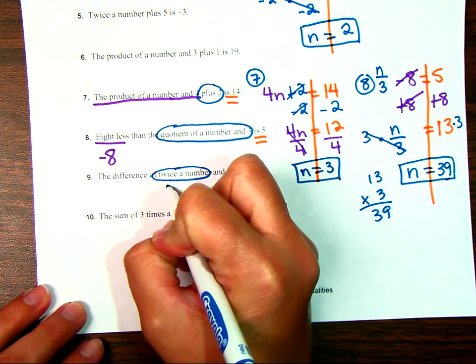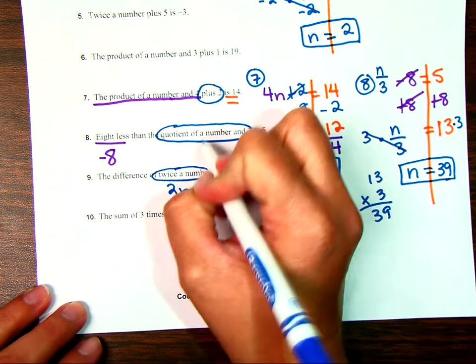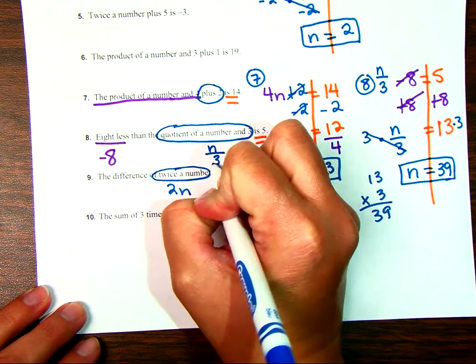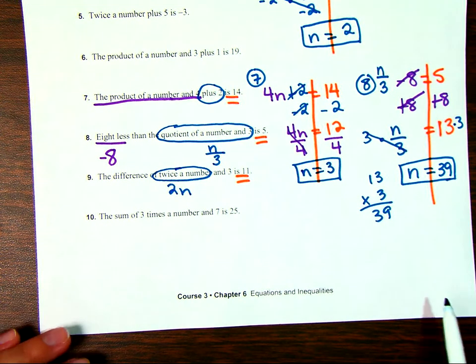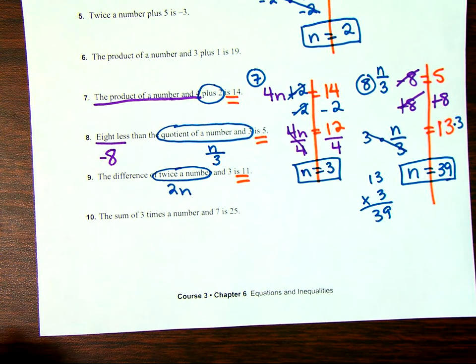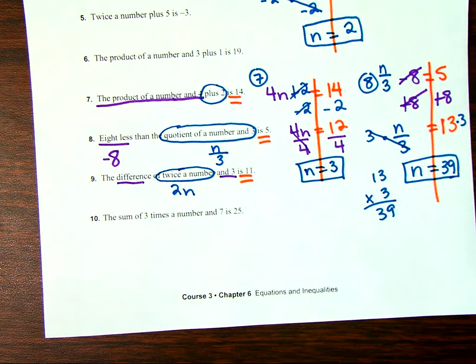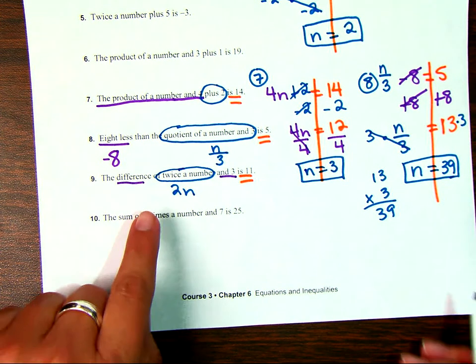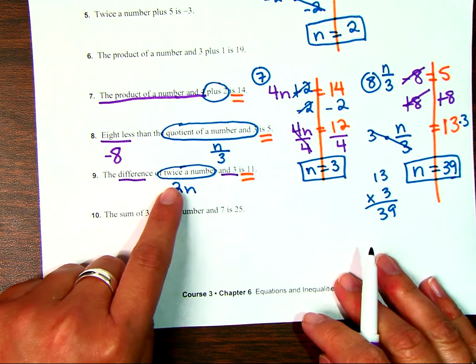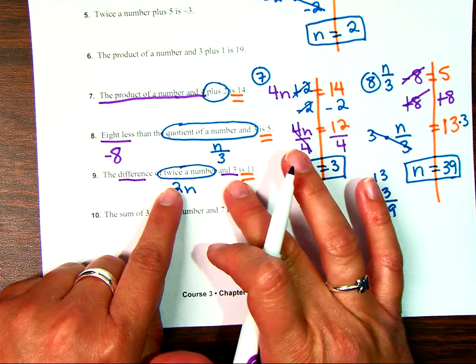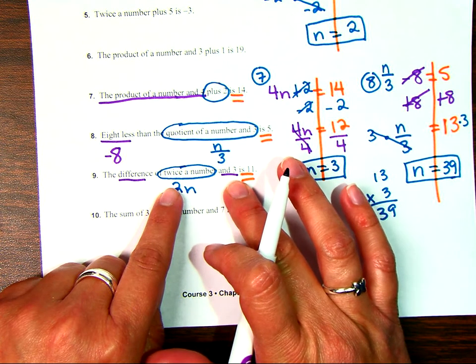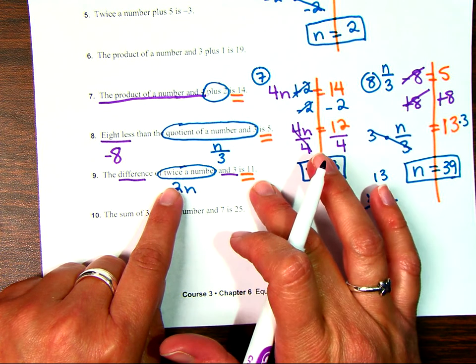2n. Oh, I forgot to put this over here, n over 3. So the difference between that and 3. So we're subtracting that. Now this is where it gets a little weird. Let's pretend this said the difference of 10 and 3. Well, 10 minus 3 is 7. So that's where it kind of helps you out.